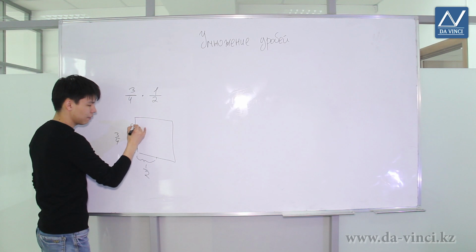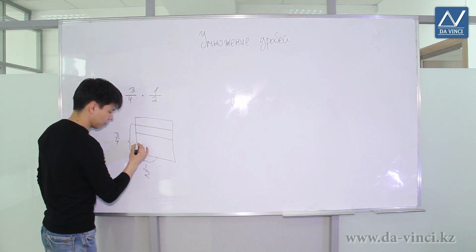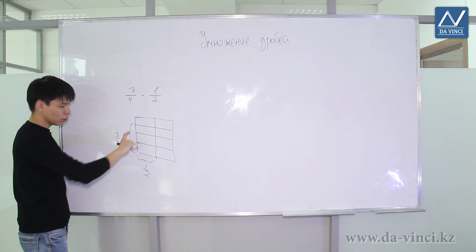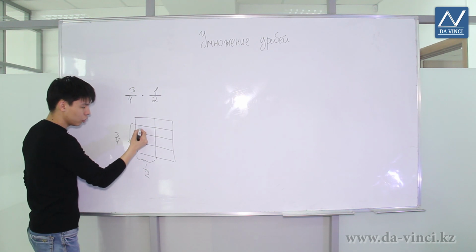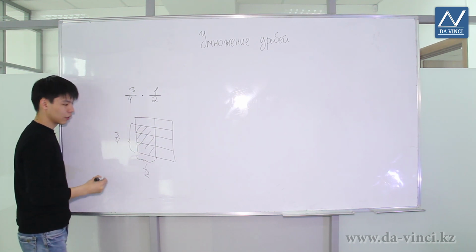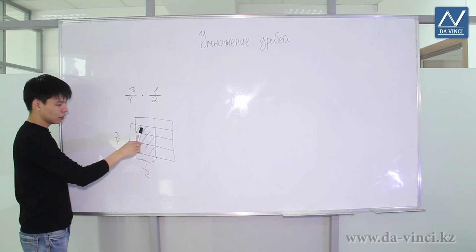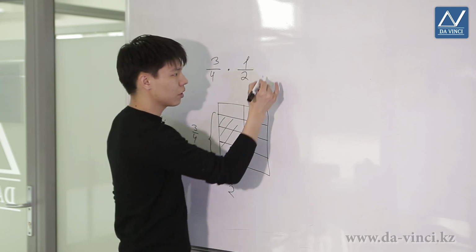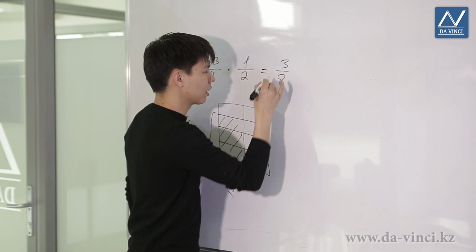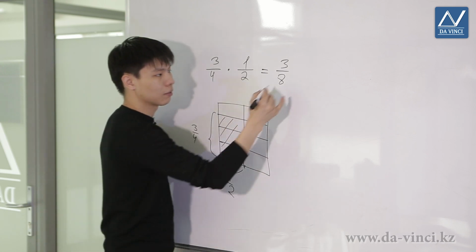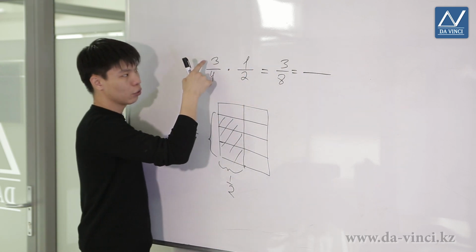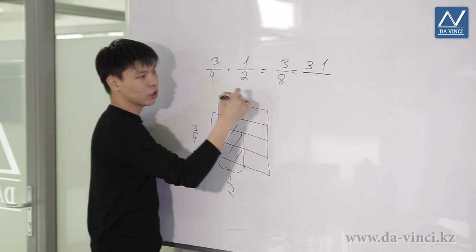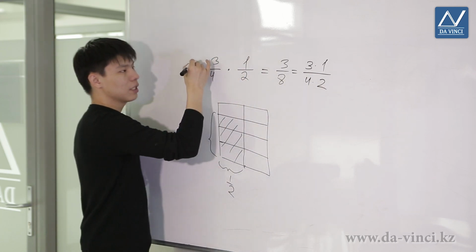Now let's draw horizontal and vertical lines. Three-fourths multiplied by 1/2, that is, this side multiplied by this side, gives us the area of this rectangle. The area of this rectangle obviously equals 3/8 of the entire square. That is, it will equal 3/8. But how could we get 3/8? It is nothing but 3 times 1 on the top. 8 on the bottom is nothing but 4 times 2. Thus we got the following rule.